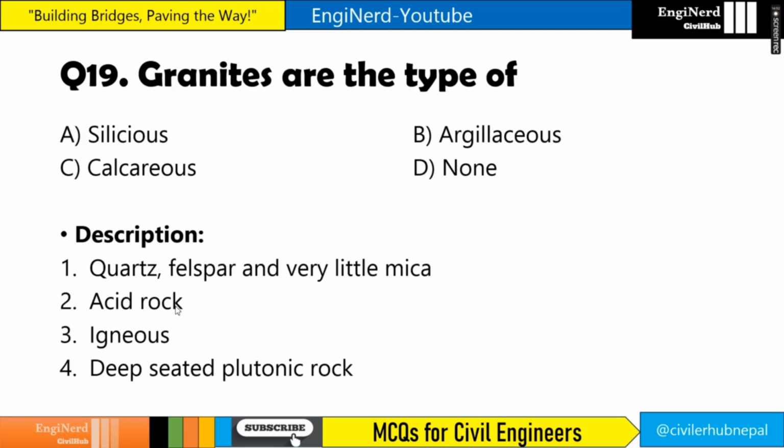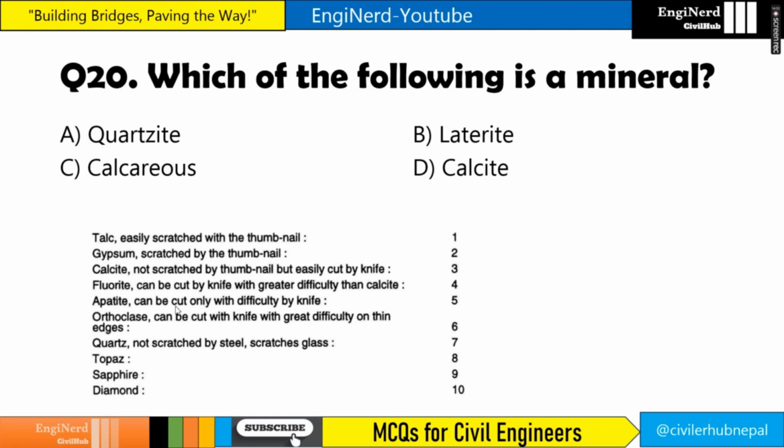Granites are the types of what? Siliceous rocks, right? Granite is a siliceous rock. Which of the following is a mineral? If you talk about minerals, laterite is a rock, or you can call it a shell. And calcite is a mineral, right? Because it is a mineral with Mohs hardness 3. Quartz is a mineral, but quartzite is not a mineral.